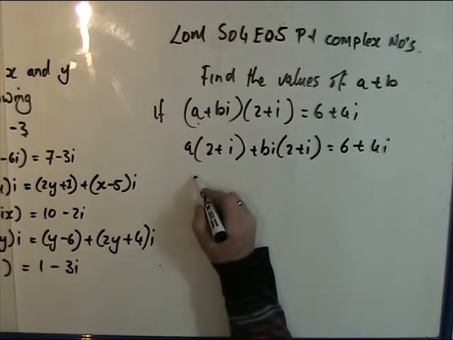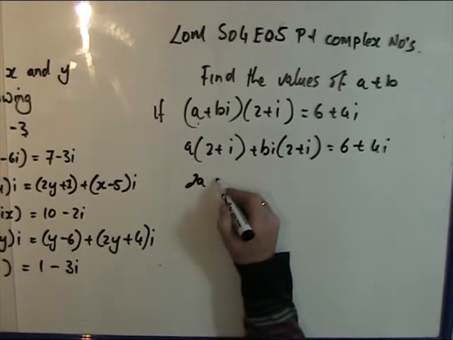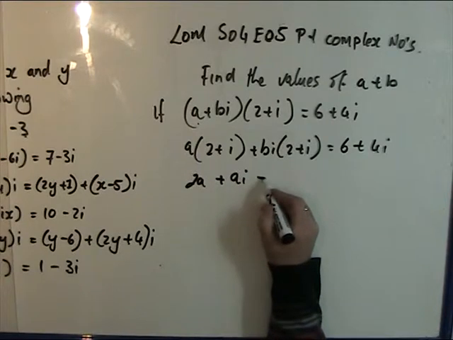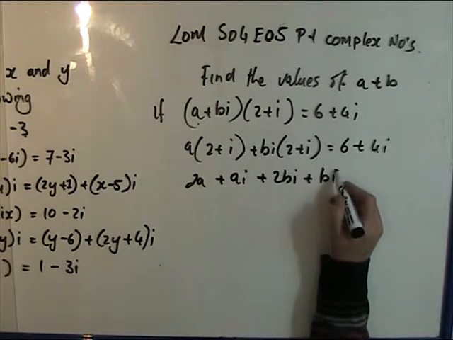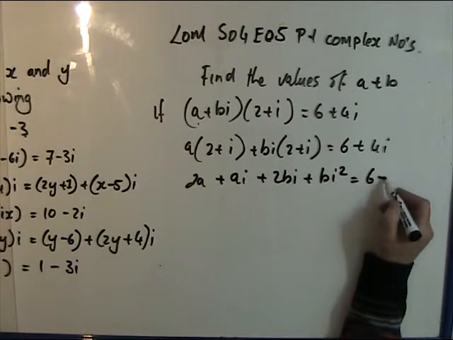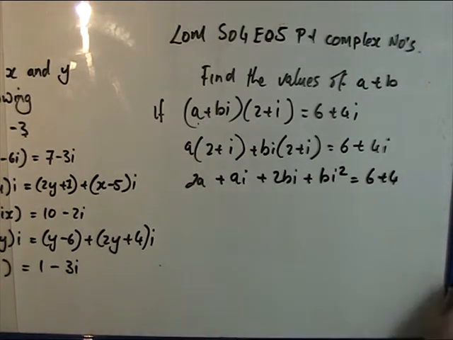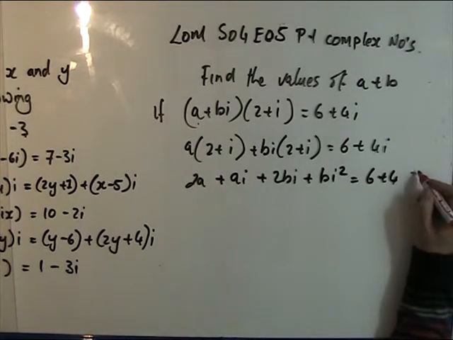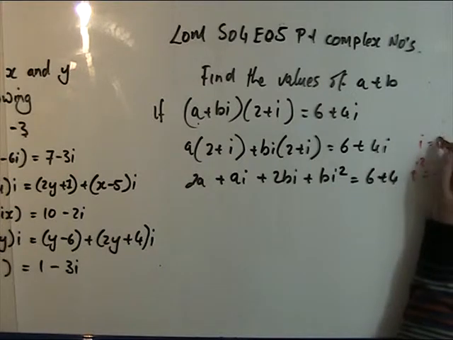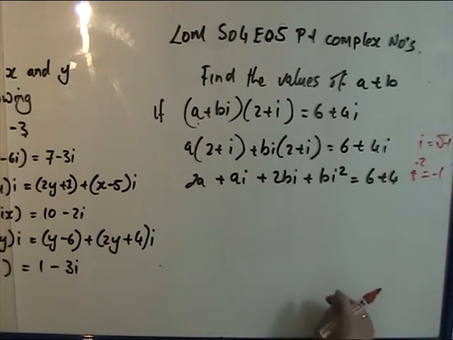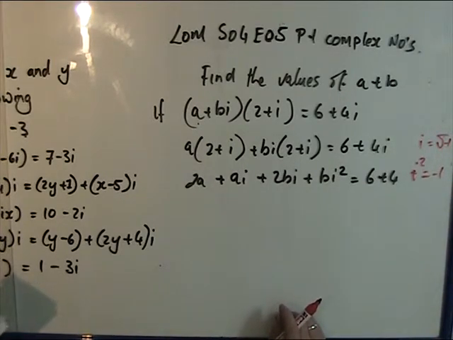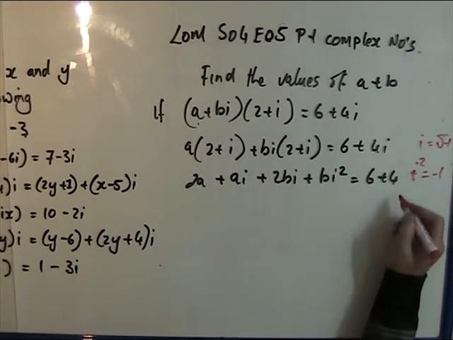Multiplying them out, a by 2 is 2a, plus ai, plus 2bi, plus bi squared, is equal to 6 plus 4i. Remembering that i squared is equal to minus 1, i is equal to the square root of minus 1. Now I separate them. Let's check to see that everything's okay here.